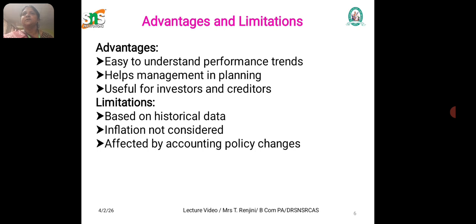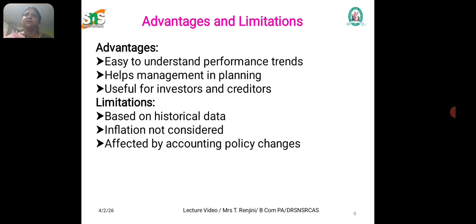The last one is structure and strategic insights. The comparative statement reveals strategic decisions such as expansion policy, aggressive sales strategy, debt financing policy and dividend policy. For management, it supports performance evaluation, budget control and strategic planning. For investors, growth trend analysis, dividend sustainability and risk evaluation. For creditors, liquidity position and debt repayment capacity.